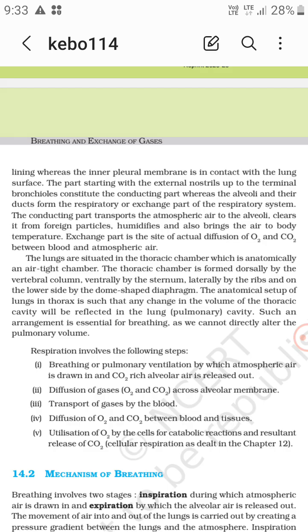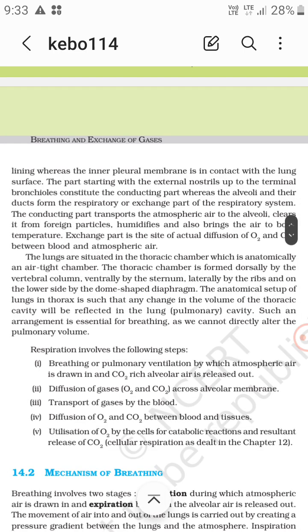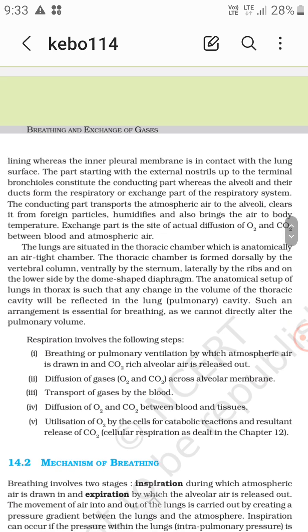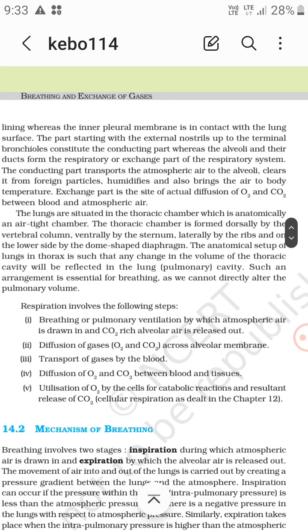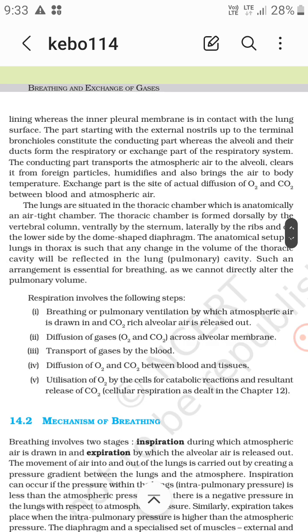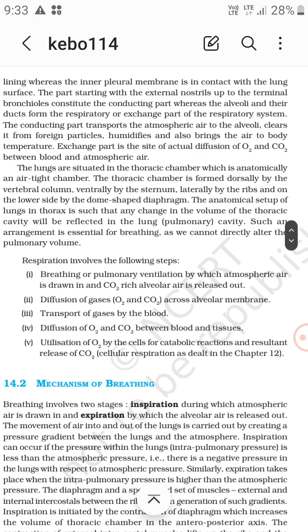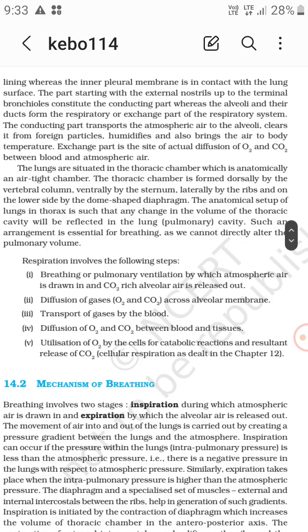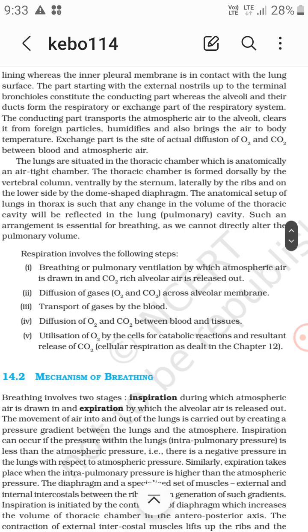The anatomical setup of the lungs in the thorax is such that any change in the volume of the thoracic cavity will be reflected in the lung, that is, the pulmonary cavity. Such an arrangement is essential for breathing because we cannot directly alter the pulmonary volume. So if we change the thoracic volume, indirectly we change the pulmonary volume.